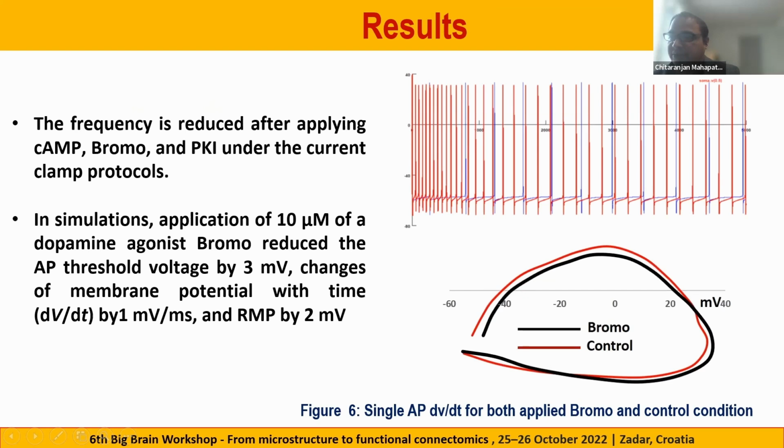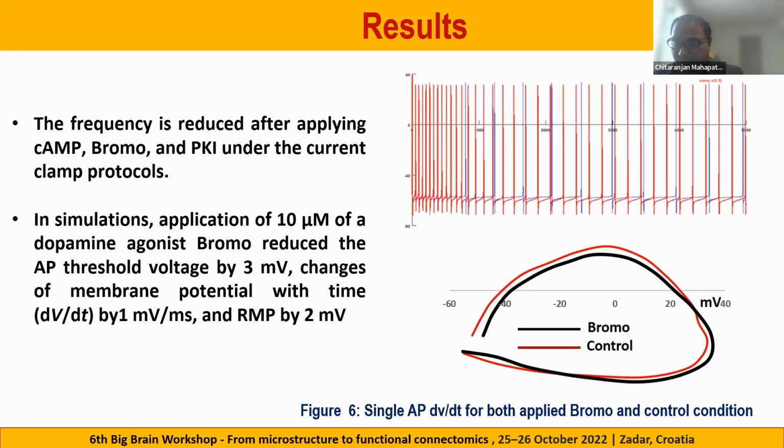So in simulation, we have changed the dV by dt. In the next figure, you can see that because of the bromo, the dV by dt is also changing and decreasing. So this clearly shows that the signaling pathway is modulating the excitability property of the AIS region. That means the shape of the action potential is changing, the frequency is decreasing, and it will cause pathological conditions. How to recover it?